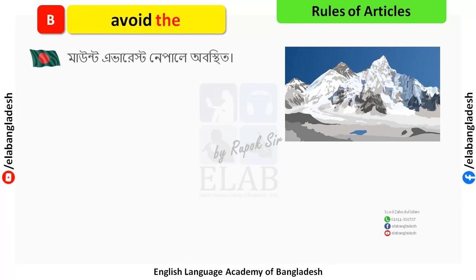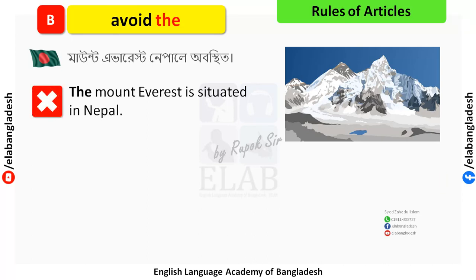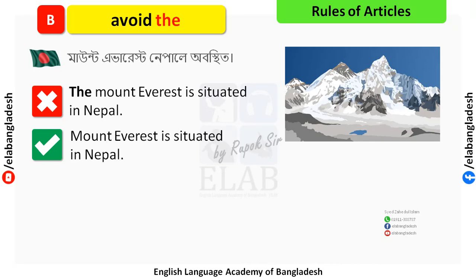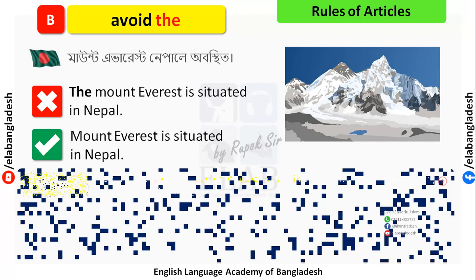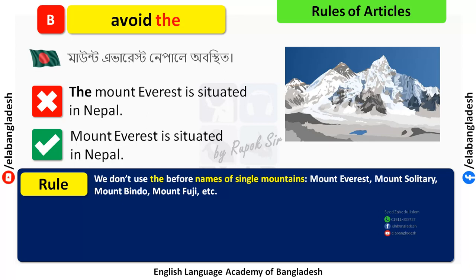Mount Everest is situated in Nepal. We don't use the before names of single mountains: Mount Everest, Mount Solitary, Mount Bindo, Mount Fuji, etc.